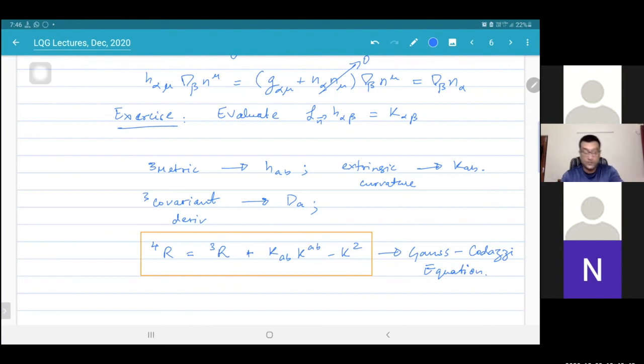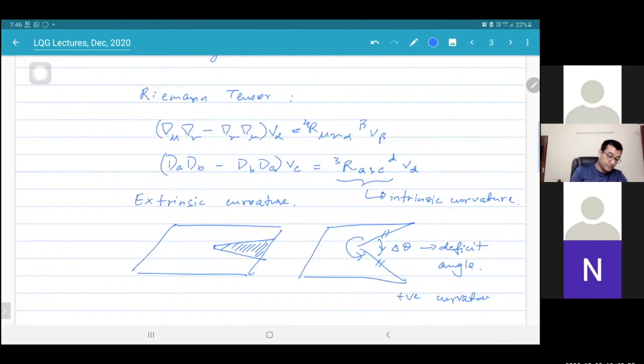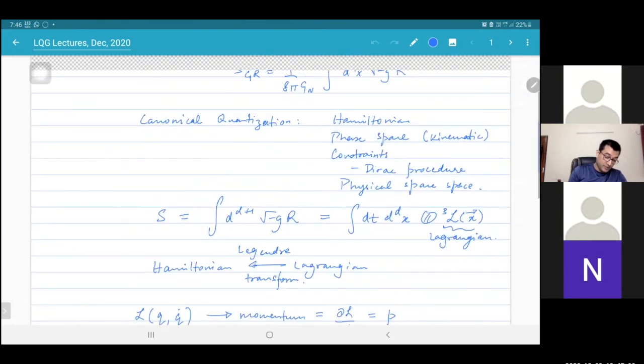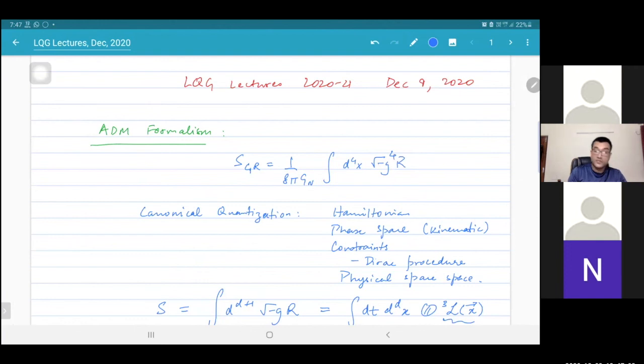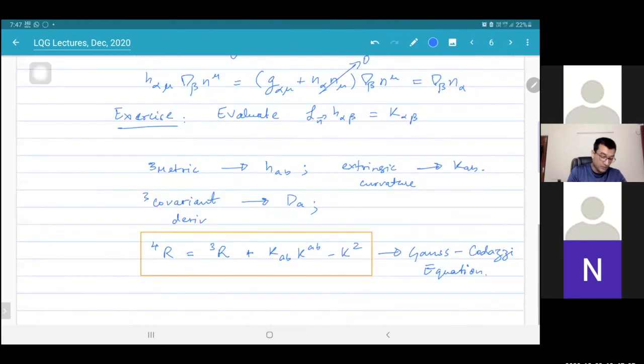Okay. So what will happen is we will substitute this Gauss-Codazzi equation in our Einstein-Hilbert Lagrangian. And our Einstein-Hilbert Lagrangian is this quantity. So instead of this 4R, we will substitute this expression. What this expression does is it writes this four-dimensional curvature entirely in terms of tensors which are defined on the three-dimensional manifold. Because this extrinsic curvature is also a purely spatial tensor, so this is another property of the extrinsic curvature, it's purely spatial. So you have a purely spatial intrinsic metric and these quantities.